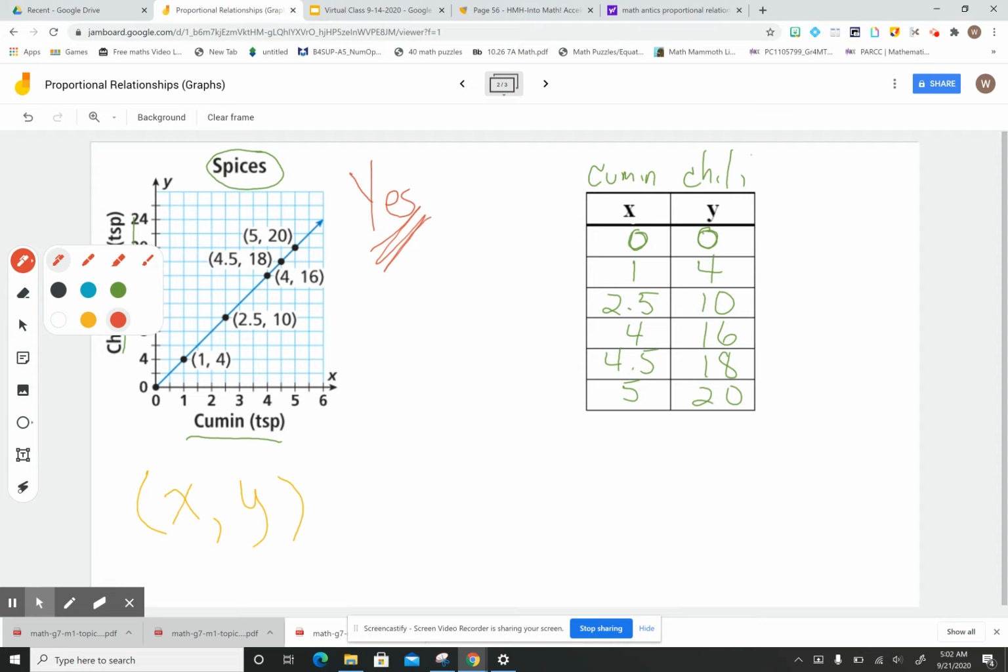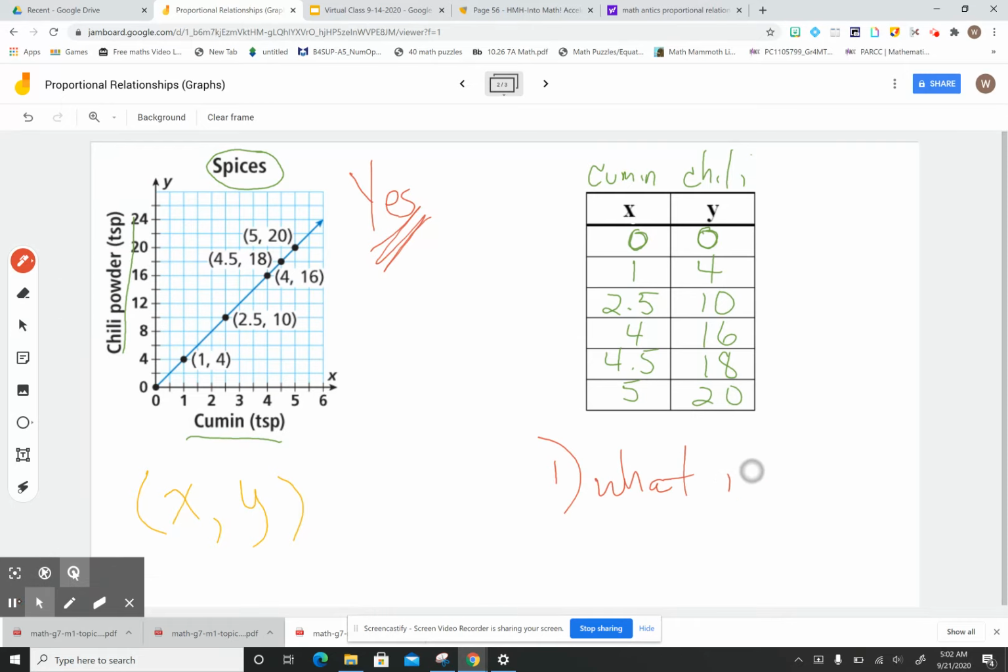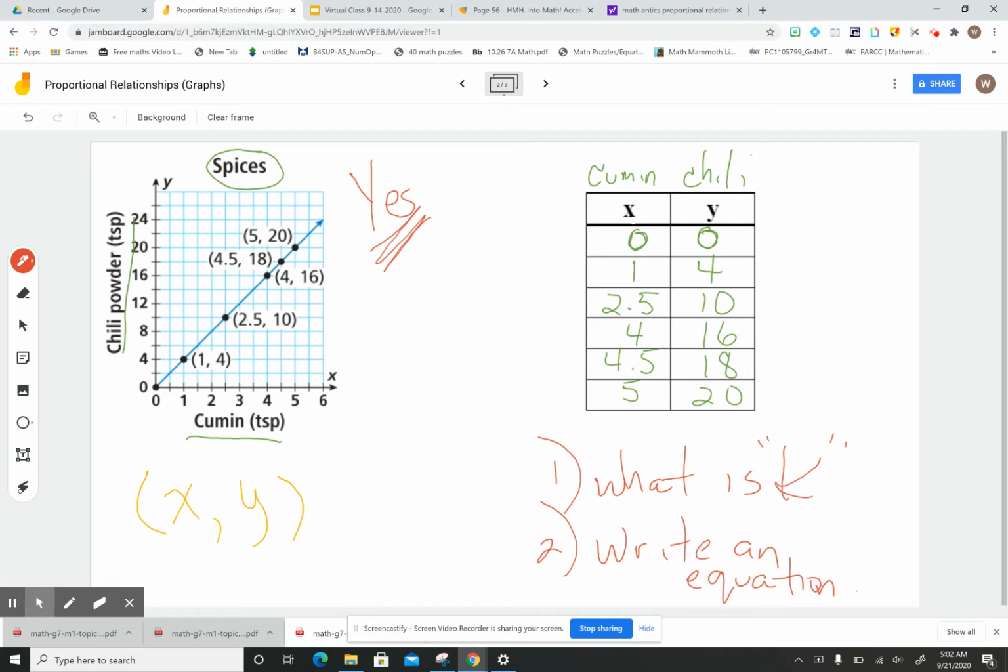One, what is K? Two, write an equation using K. All right. So how do we find K? We find K by taking Y, dividing it by X.